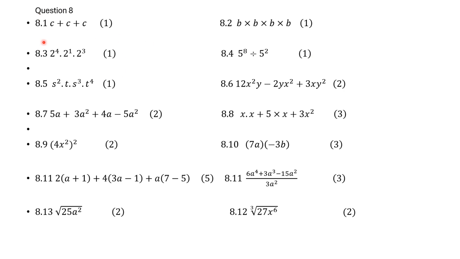Question 8. 8.1: C plus C plus C. 8.2: B times B times B, both 1 mark. 8.3: 2 to the power 4 times 2 to the power 1 times 2 to the power 3. 8.4: 5 to the power 8 divided by 5 squared. There again, an exponential problem, and a problem on like terms. Exponential and like terms.